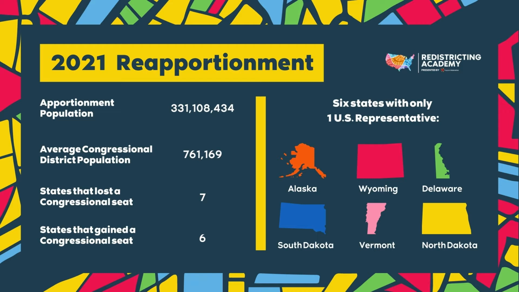Other things that came out of the reapportionment process is that the average congressional district population will be 761,000 people, but we're going to talk a little bit about this because this will vary by state. Additionally, 7 states lost a congressional seat, 6 states gained a congressional seat. And also on the right-hand side of the slide, you can see the 6 states that only have one US representative, and those are Alaska, Wyoming, Delaware, South Dakota, Vermont, and North Dakota.